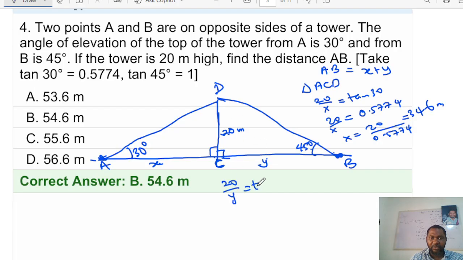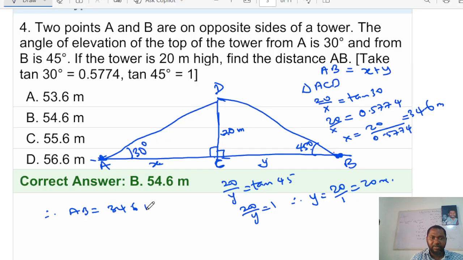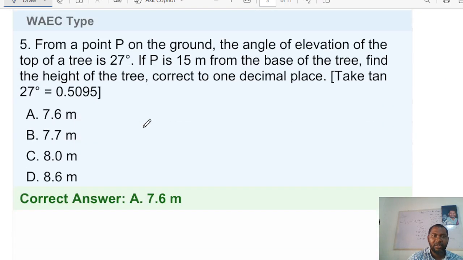y is equal to tan 45, right? So 20 over y is going to be, tan 45 is 1. So that means y is going to be equal to 20 divided by 1, which is 20 meters. So that means your AB now, which is x plus y, is going to be 34.6 plus 20. And 34.6 plus 20 is going to give us 54.6. So the answer is 54.6 meters. You see that? Makes a lot of sense. So these are the kind of questions to expect.